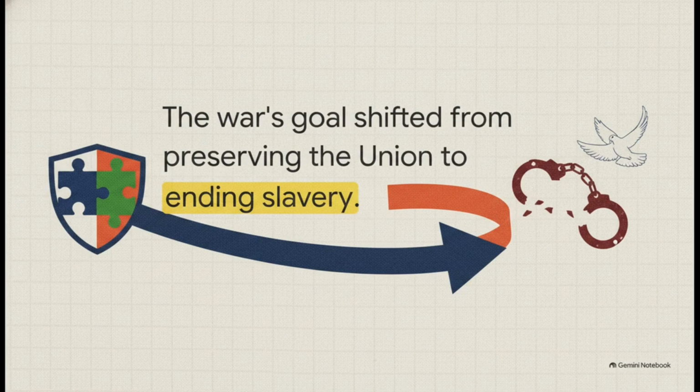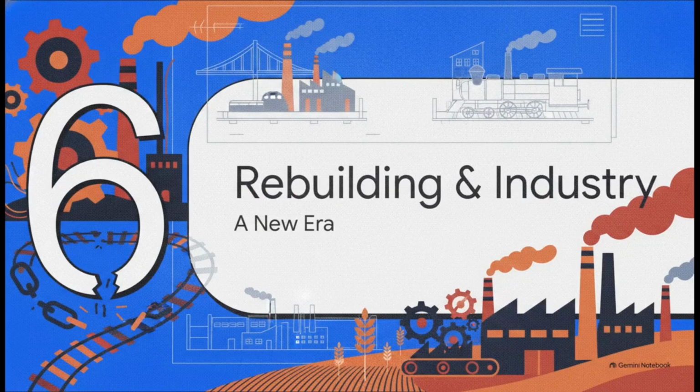Now, initially, Lincoln's only goal was to preserve the Union, but by 1863, with the Emancipation Proclamation, the entire fundamental purpose of the war shifts completely to ending slavery. Following some highly decisive Union victories, Confederate General Robert E. Lee finally surrendered in April 1865. The Union had survived. Finally, Section 6, Rebuilding and Industrialization, a New Era.